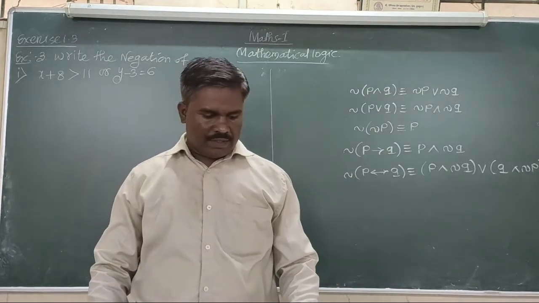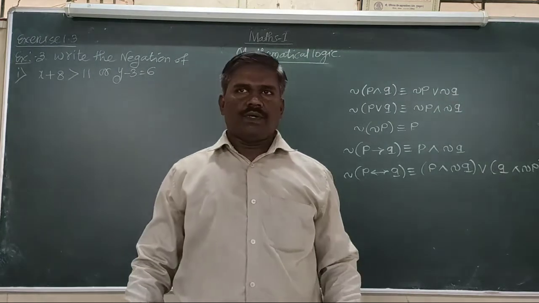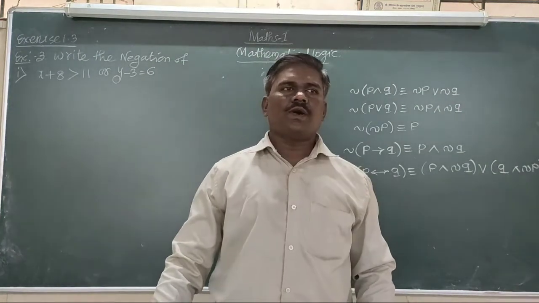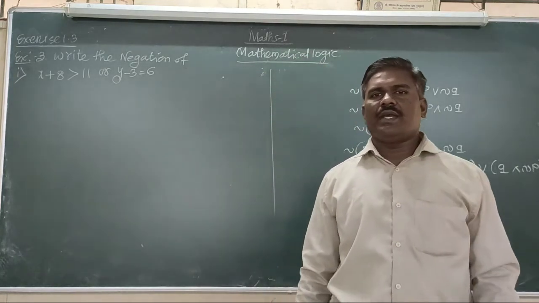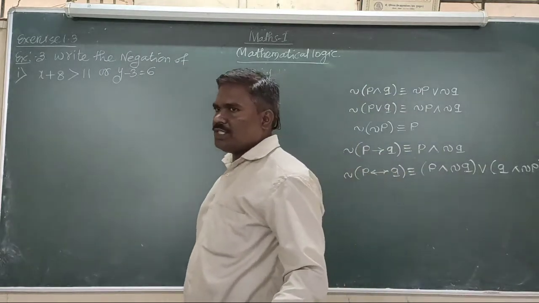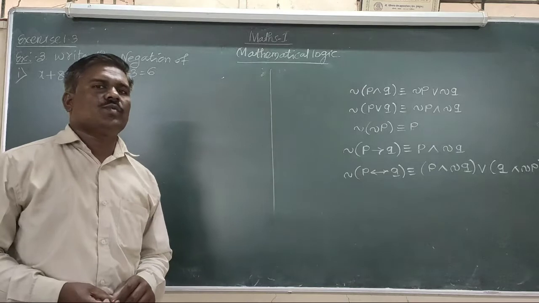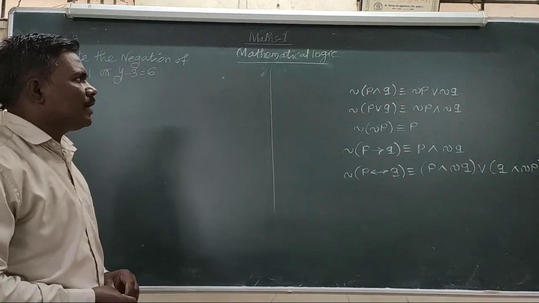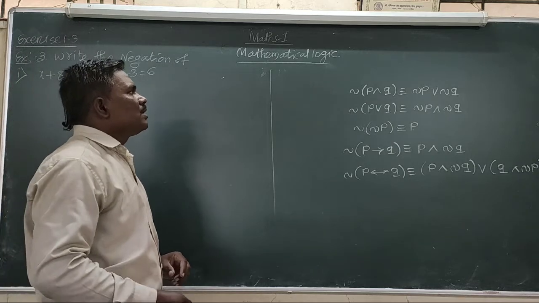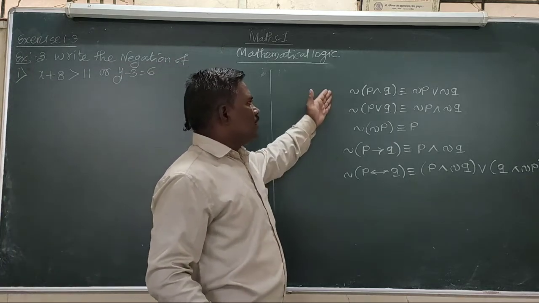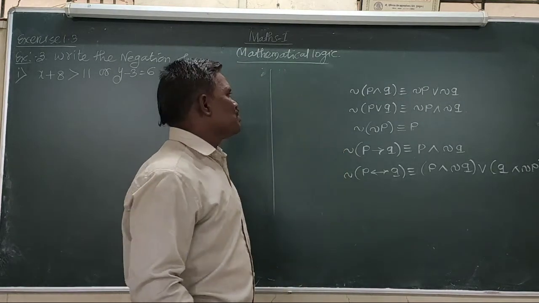Today we learn about some examples on the concepts of negation of conjunction, negation of negation, negation of disjunction, negation of conditional statement and negation of the biconditional statement. Firstly, we learn about the concepts of these negations: negation of conjunction, negation of disjunction and so on.